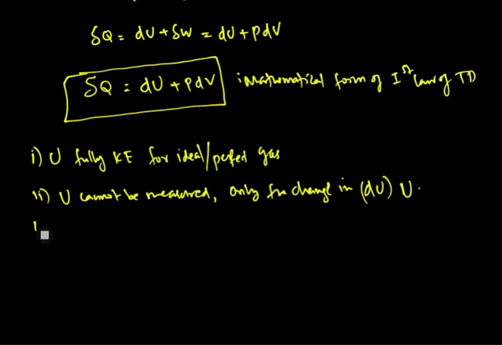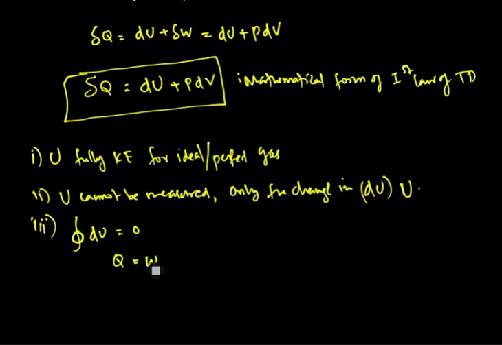Now for a cyclic process, the initial and final states are the same. Since internal energy U is a state function, the closed integral of dU will always be 0. Therefore, from the first law we have Q is equal to W. The heat applied to the system is used up for doing the work.